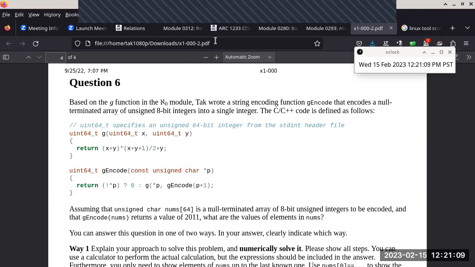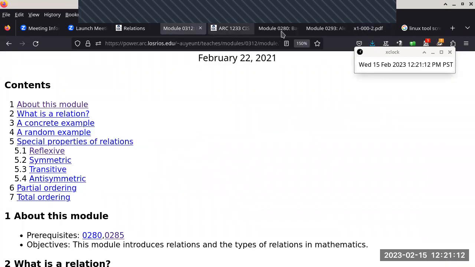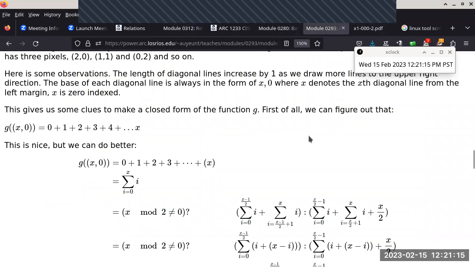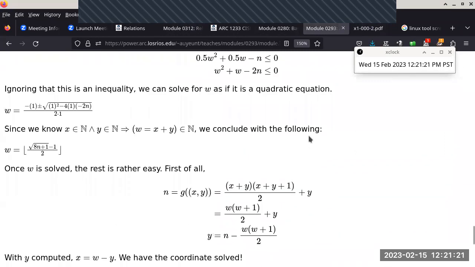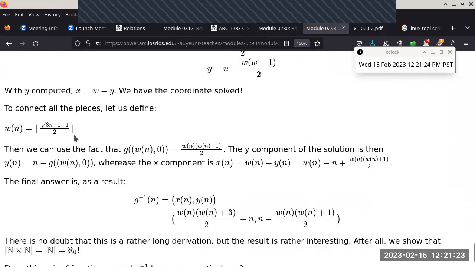So now we need to look up G inverse. There's a whole lot of derivation, but when everything is done, this is the end result. Wn, which is W of 48,192 in this case, is this thing here. This is the first thing we need to find out. That would be 8 times 48,192 plus 1. Take the square root of that thing, subtract 1 from the square root, divide the whole thing by 2, and then take the floor of the entire thing.